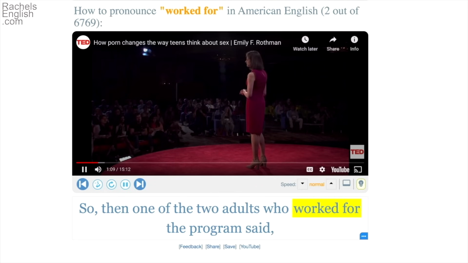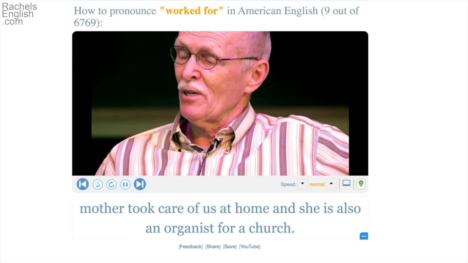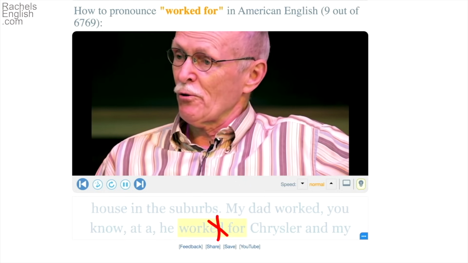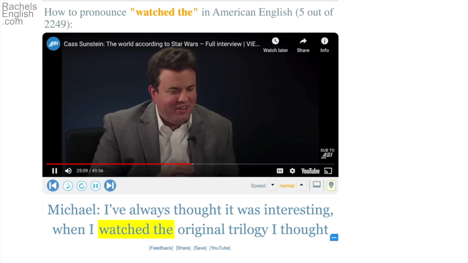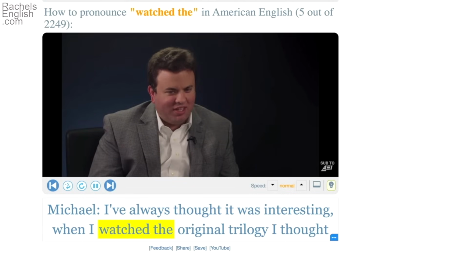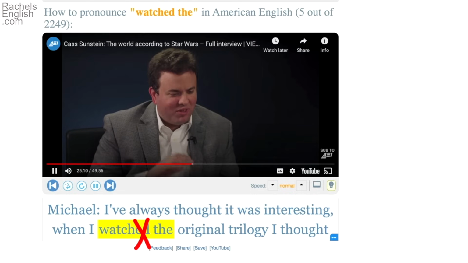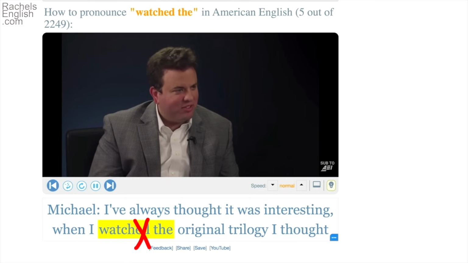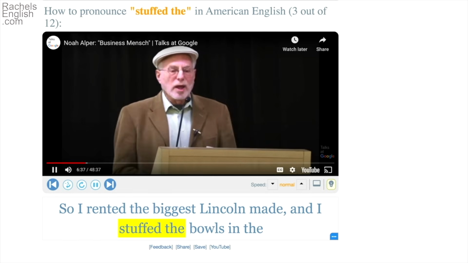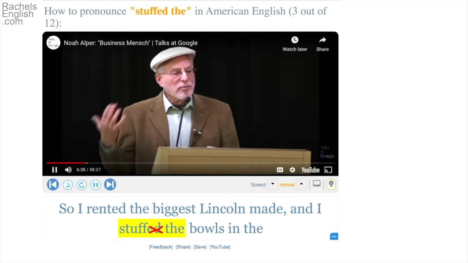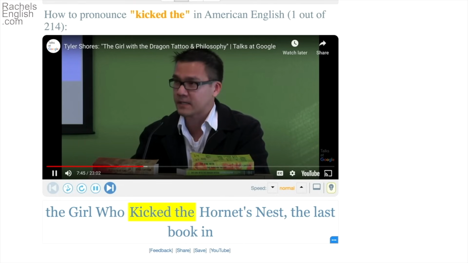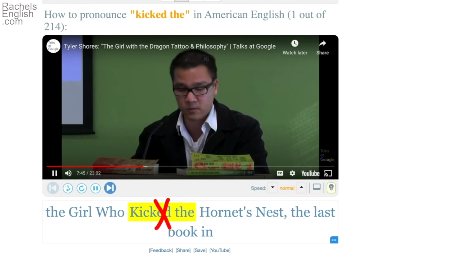So then one of the 2 adults who worked for the program said, he worked for. You know, he worked for Chrysler and he worked for. I watched the best movie last night. Watched the. You know, when I watched the original trilogy, I thought it was the story of Luke. Watched the. So I rented the biggest Lincoln made, and I stuffed the bowls in the trunk. I stuffed the. The girl who kicked the hornet's nest, the last book in the trilogy, kicked the.